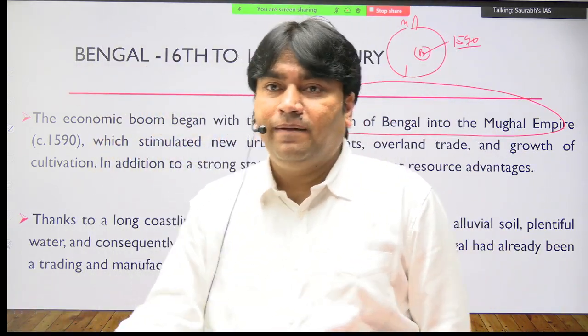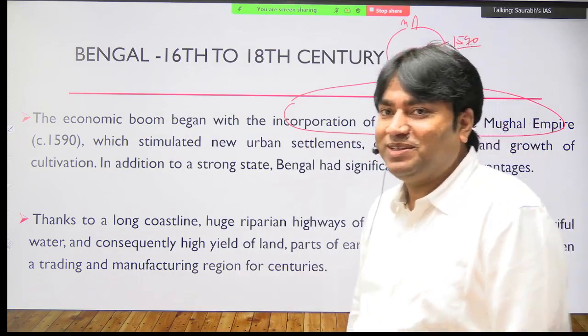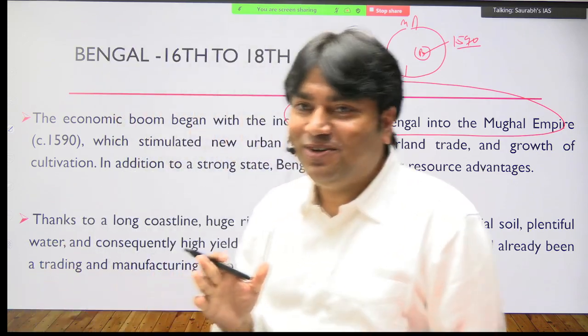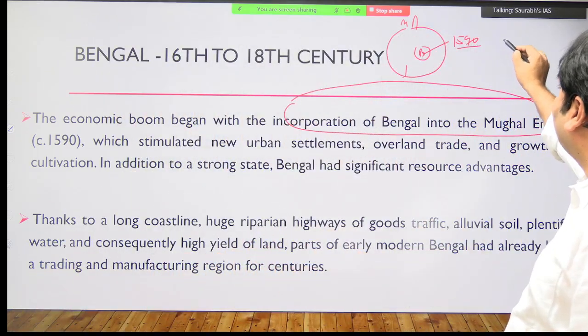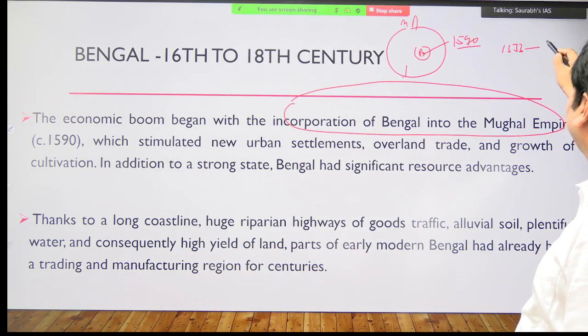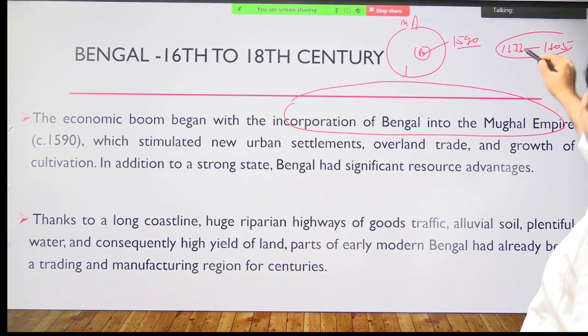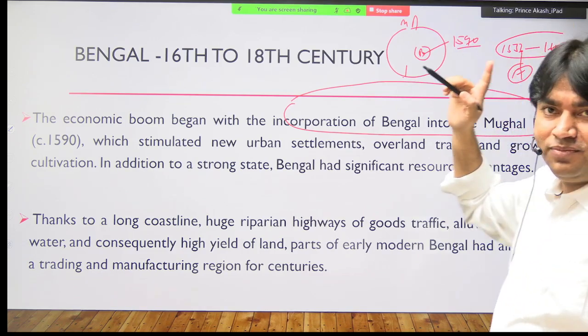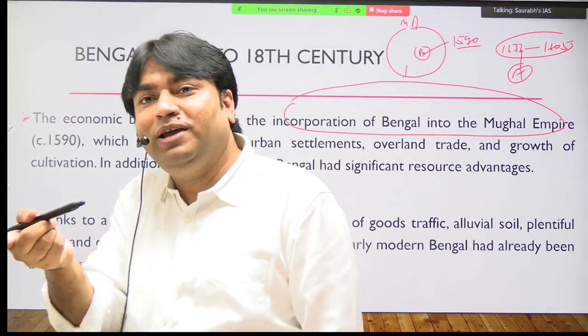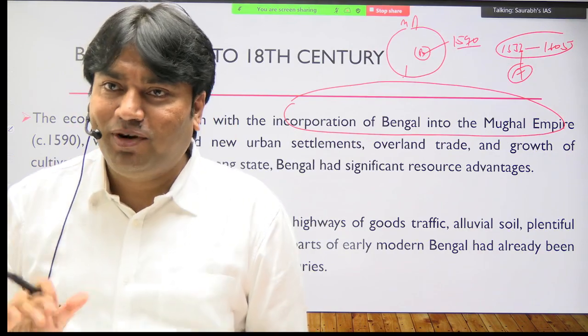Who was the Mughal ruler in this time period? Who was it? Let me see who among you can tell. Who was the ruler? Very good, Akash. Akbar. From 1556 to 1605, whose rule is it? It is the rule of Akbar. So when Akbar was ruling, Bengal became a part of a Mughal province.